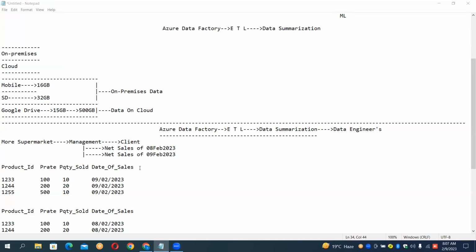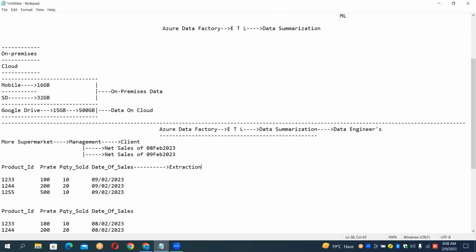So first of all, the Azure data engineer performs the job of ETL, that is extraction, transformation, and loading. If we talk about extraction, it is the process of pulling in the required data. What do we mean by pulling in the required data? Whatever data is required, you pick that up, and the rest of the data you ignore.